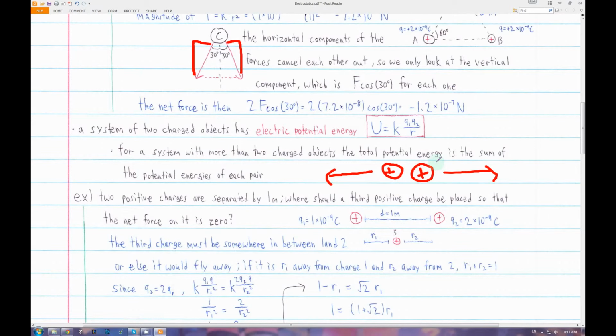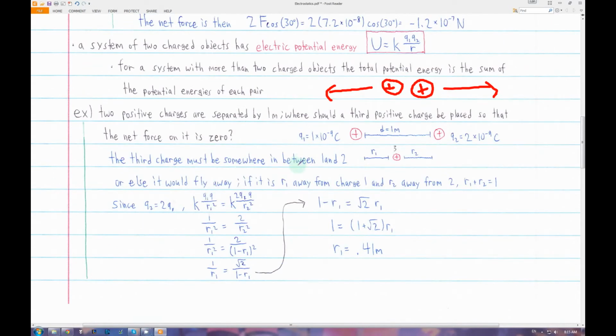So we call the energy that two charged objects have electric potential energy. So if we have two charged objects, then the electric potential energy between them is K Q1 Q2 divided by r. And if we have a system with more than two charged objects, then we have to count up the total potential energies between each pair.